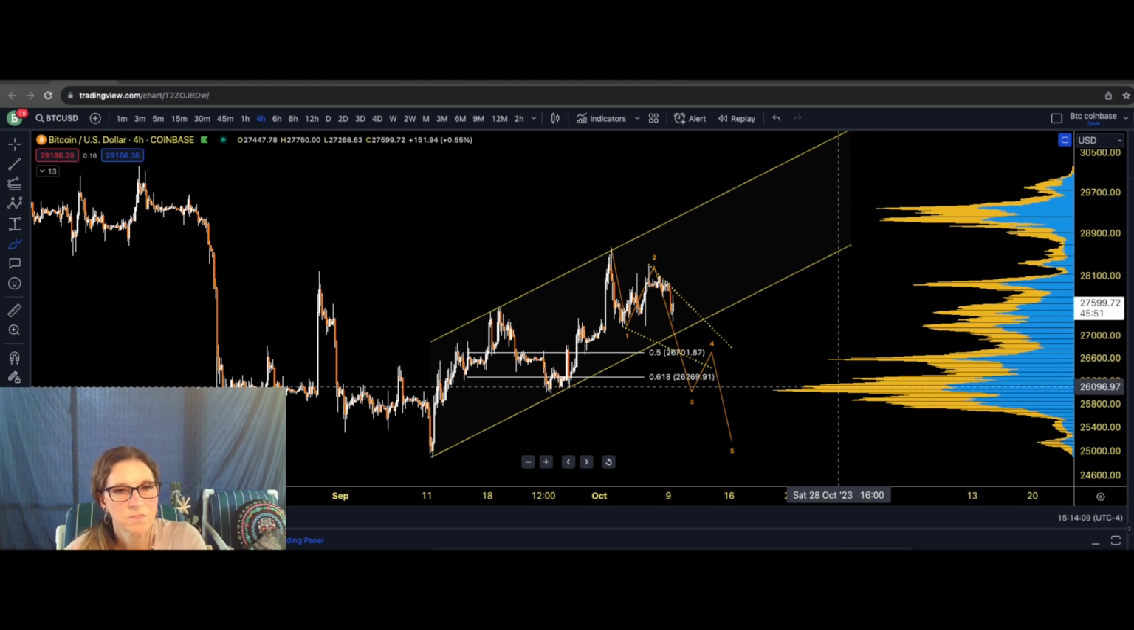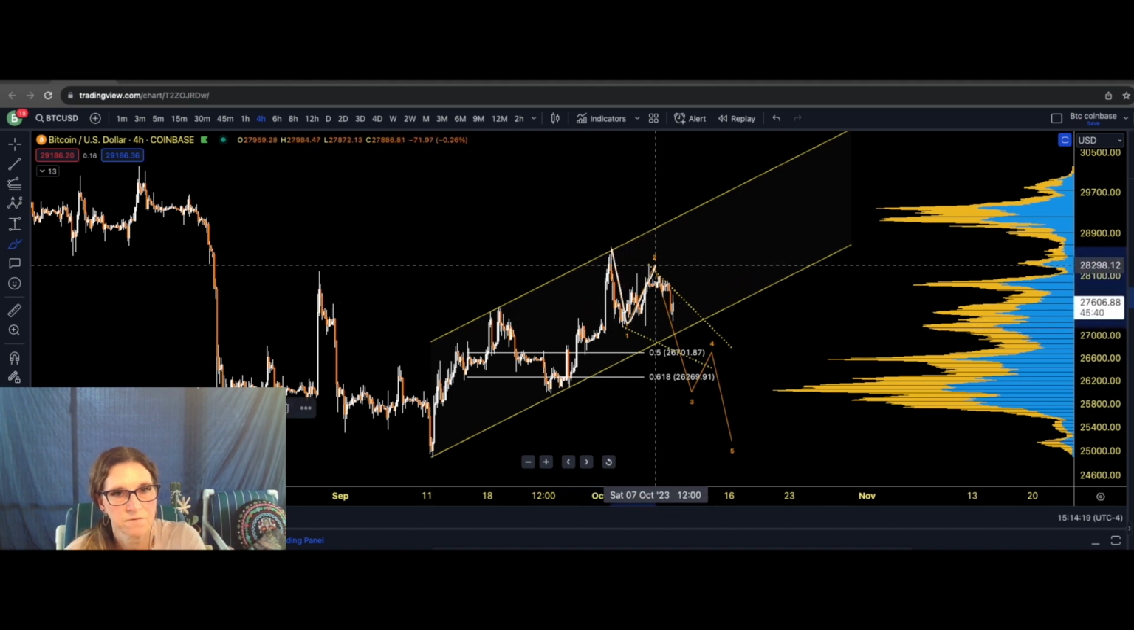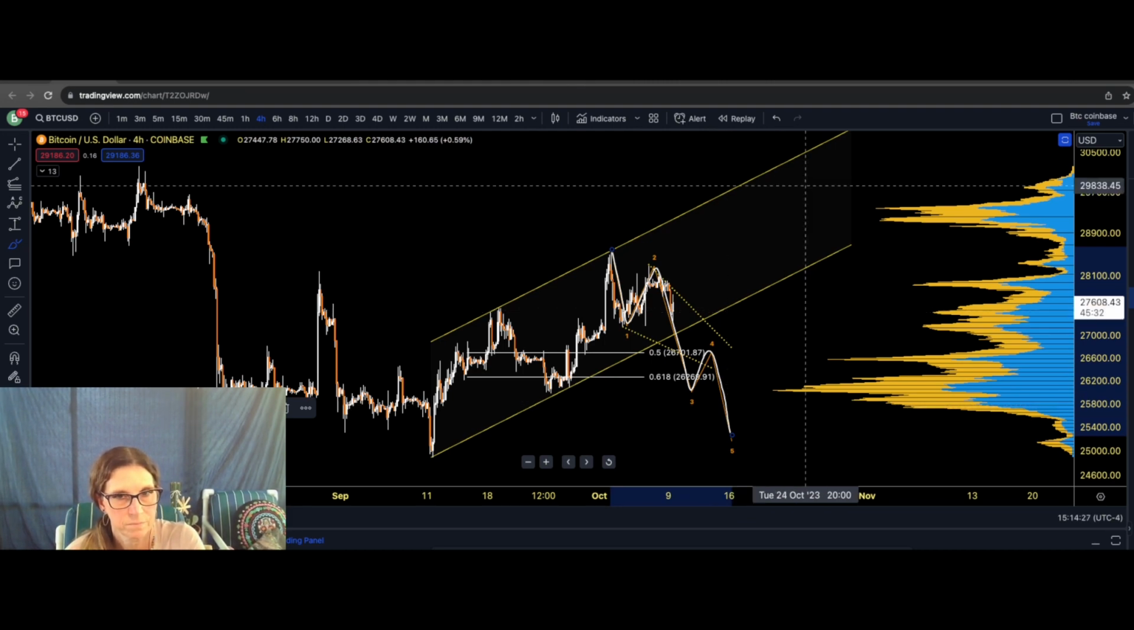Okay, let's talk about the bear scenario and how it will happen. Bear scenario is that Bitcoin won't be able to hold the connector and that it will come down and potentially a five-wave move. This would be the start of something to the downside. What starts with 5 ends with 5.